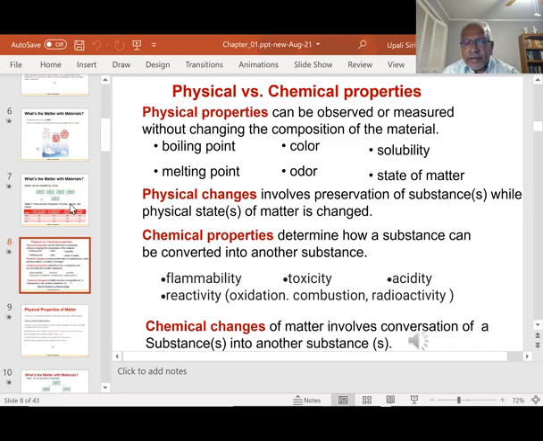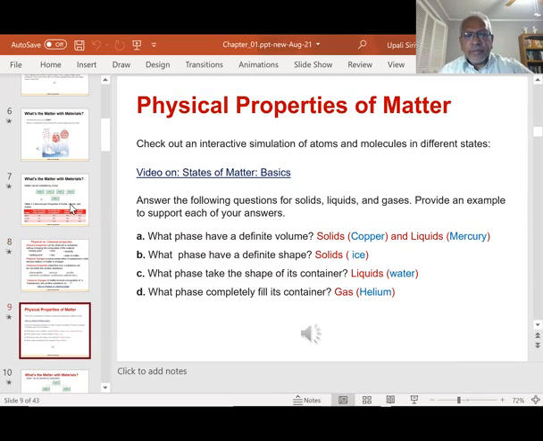Reactivity, oxidation, combustion, and radioactivity are not physical changes. They are chemical changes. The one thing that you need to understand is that during a chemical reaction, or chemical change, matter is converted to new substances. For example, oxygen and hydrogen get converted to water. You start with two elements and you end up with a new substance called water. So understanding chemical change and physical change is very important.